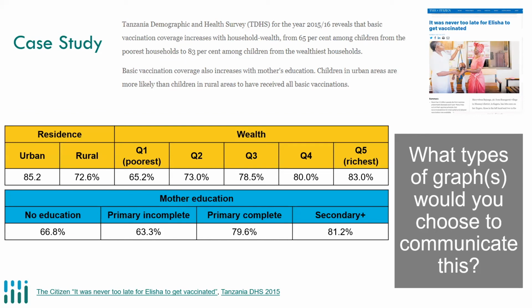So some examples of graphs that you might have chosen include bar graphs, but you might also use a connected dot plot where each dot represents an estimate for that particular wealth quintile. And then the length of the line between those estimates can emphasize the gap.